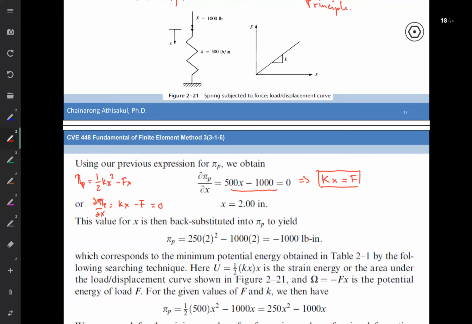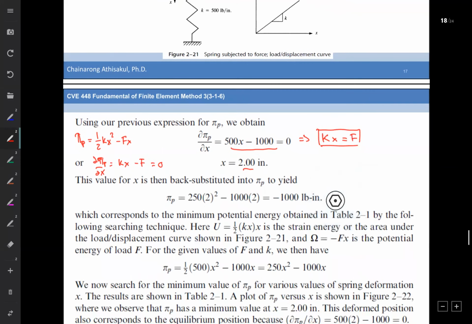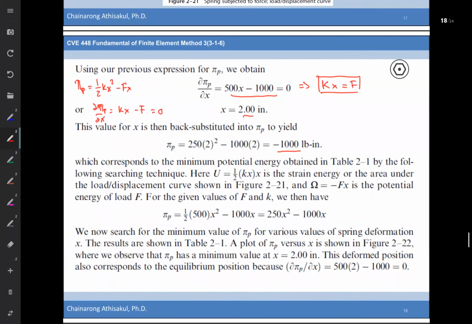Okay, so according to this, if we consider the case of the first derivative of pi with respect to x equal to 0, we obtain x equal to 2. And if we substitute x equal to 2 back into the potential energy, we obtain the potential energy equal to minus 1000 pounds-in. We will show next that this value is the minimum value of the potential energy.